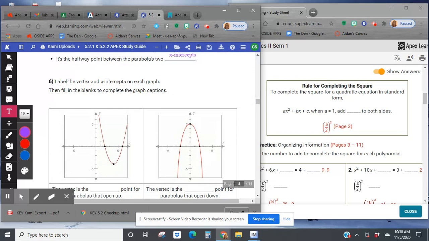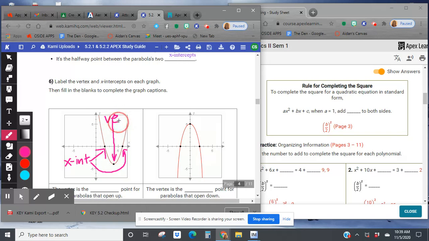Okay, label the vertex and the x-intercepts on each graph. So right here and right here, we have x-intercepts, or the places where we touch on the x-axis. And then right here, we have the vertex. On this graph, do you see it? Here we have a vertex. And here we have the x-intercepts.